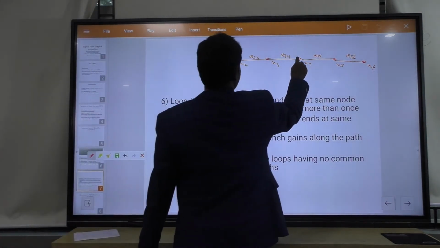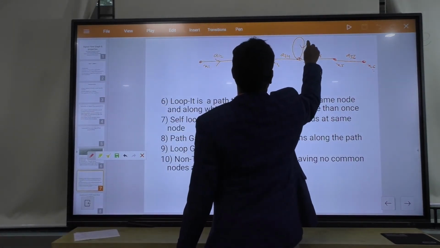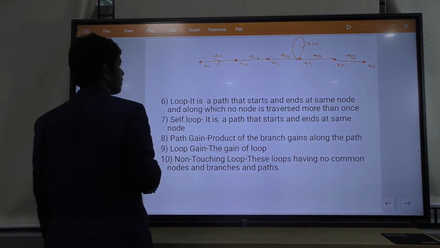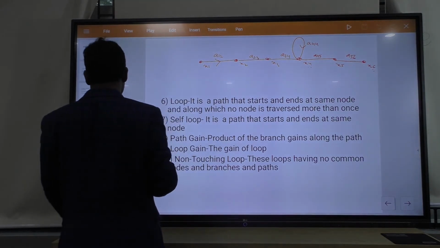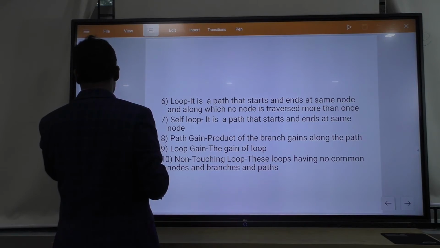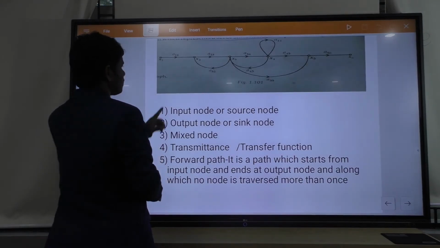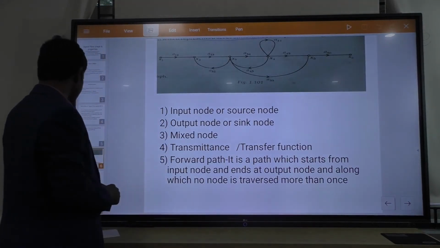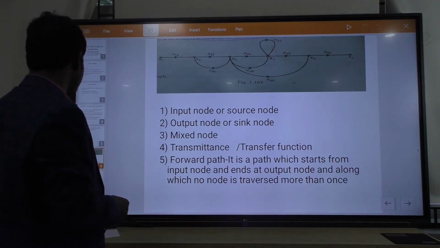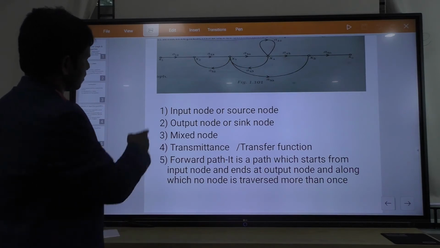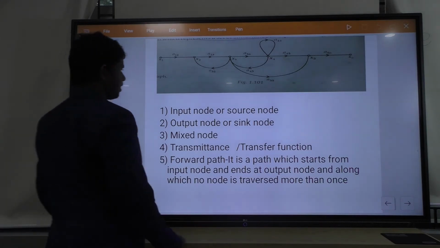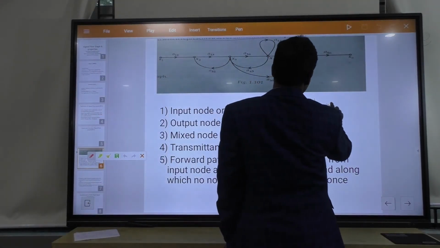The fourth self loop, that is at x4. A self loop is there. Then, you see here, a loop. Just look at the loop here. A loop means it is a path that starts at the same node and ends at the same node. I am discussing loops, and in the next slide I will discuss loops further.